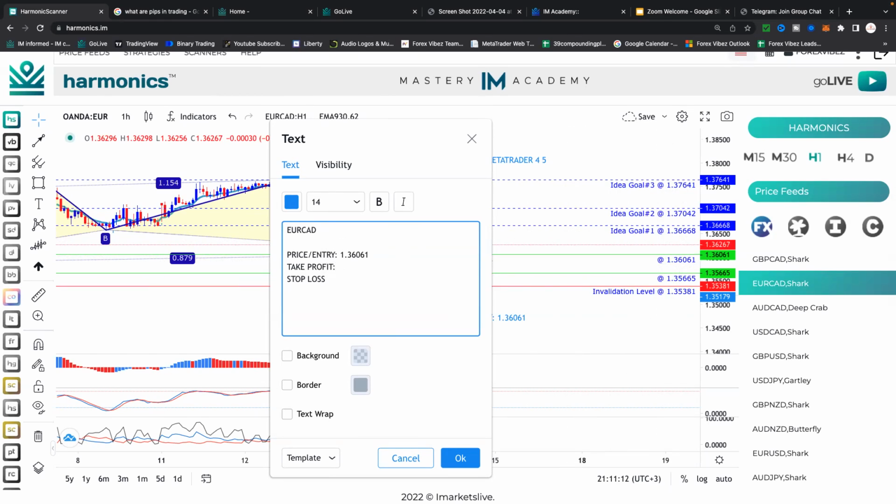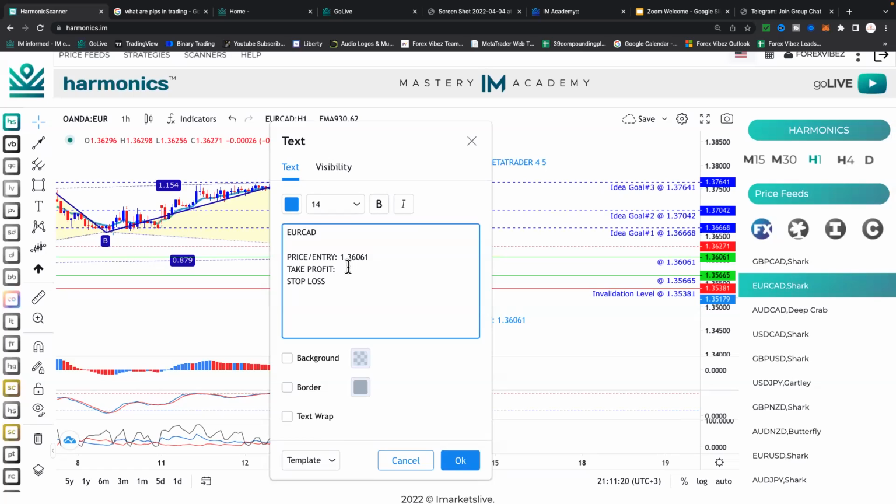All right, next thing I need to know is my take profit, right? Or my ideal goal. Remember, I'm only going for ideal goal number 1. That is 1.36668, right? So I want to type that in. I'm just copying it. That's it.